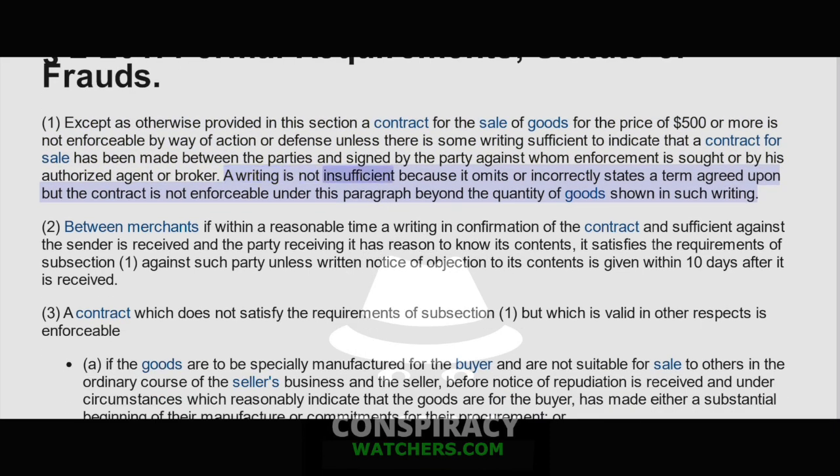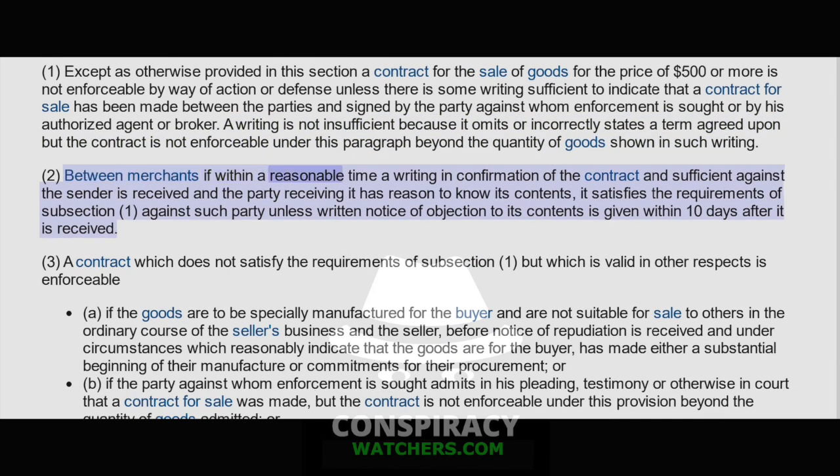Writing is not insufficient because it omits or incorrectly states a term agreed upon, but the contract is not enforceable under this paragraph beyond the quantity of goods shown in such writing. Between merchants, if within a reasonable time a writing in confirmation of the contract and sufficient against the sender is received and the party receiving it has reason to know its contents, it satisfies the requirements of the subsection against such party unless written notice of objection to its contents is given within 10 days after it is received.